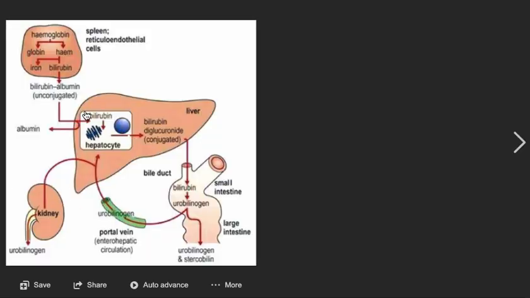So yes, a very good diagram. When the red blood cells are destroyed, the hemoglobin is degraded. It is degraded into globin, which is the protein part, and the heme. So the heme is further degraded to iron and bilirubin, right? So when the RBCs are destroyed at a higher rate, what will happen? This thing will be produced more.